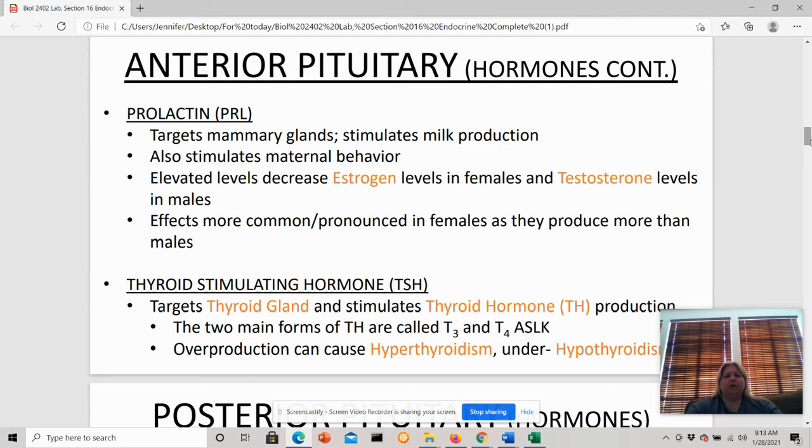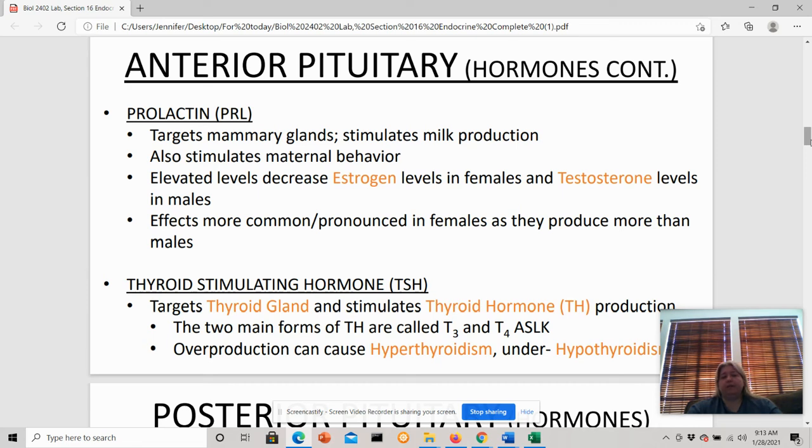If the levels are elevated... Again, I cannot speak. I'm just going to read it. Elevated levels will decrease estrogen levels in females and testosterone levels in males. This is a more common or pronounced thing in females because they produce more than males do.